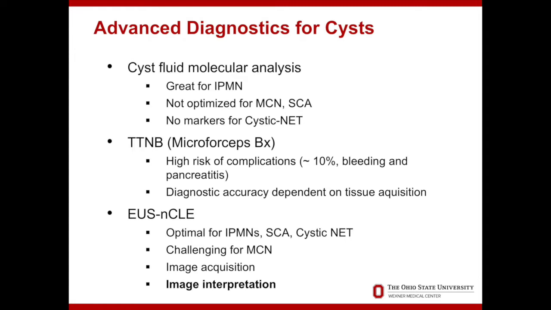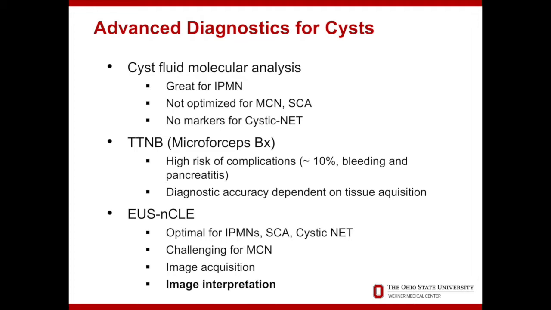Briefly, next-gen sequencing is highly accurate for diagnosing IPMNs. It's not fully optimized for diagnosing mucinous cystic neoplasms and tends to have false negatives for serous adenomas. As of yet, there are no markers for cystic neuroendocrine tumors. Through-the-needle biopsy using the microforceps has a higher risk of complications, up to 10% of bleeding and pancreatitis. The diagnostic accuracy is dependent on obtaining appropriate representative tissue.